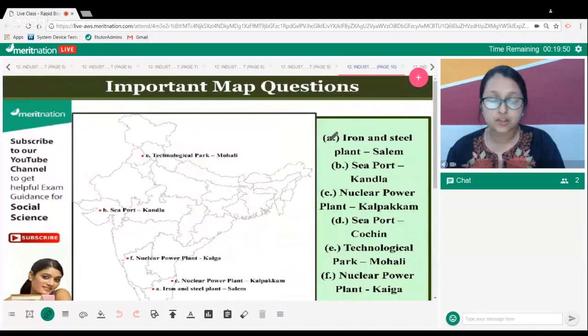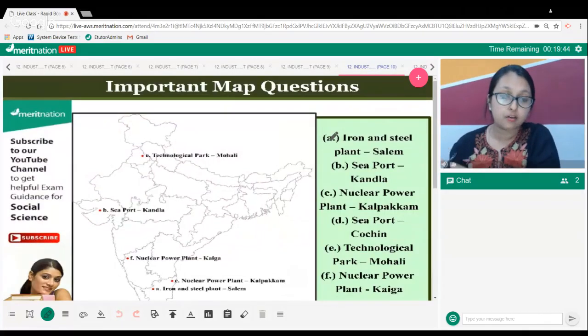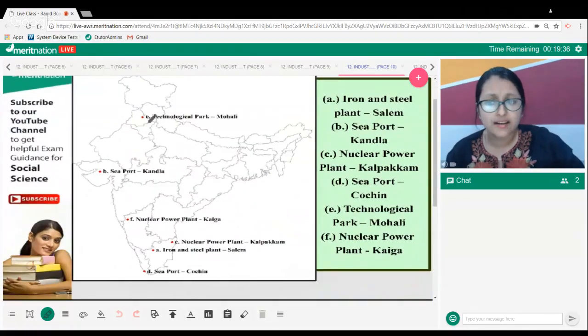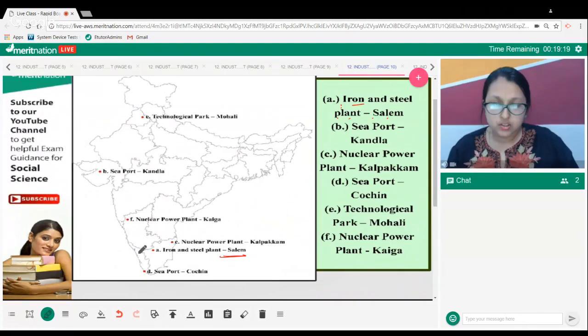Now we are coming to your map question. You can be asked what kind of questions there are in terms of your map. You will be given a map, and you have to write A, B, C, D, E in the map locations. Firstly, you have to mark the iron and steel plant in Salem. You can see your iron and steel plant Salem is over here in your Tamil Nadu, just towards the little west, on the border. Over here, you can write your iron and steel plant Salem.